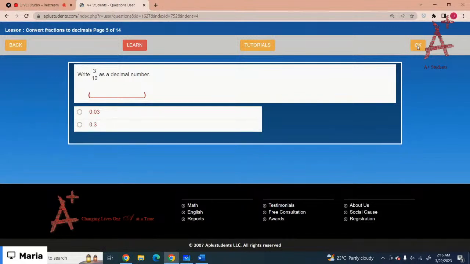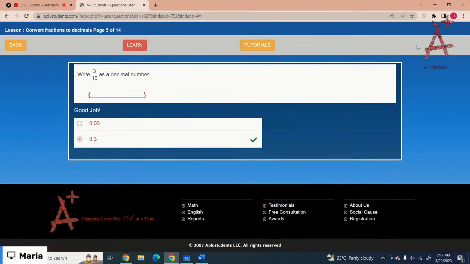Okay, the next one is 3 over 10. Got it? So you have just one zero in 10. Very good. That means you need to move the decimal point just one place. So which is the correct option? Option 1 or option 2? Option 1. How? Yes, it is 0.3. You just have to move one place left.